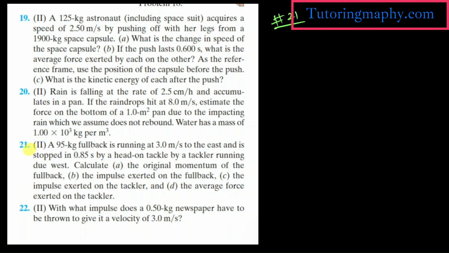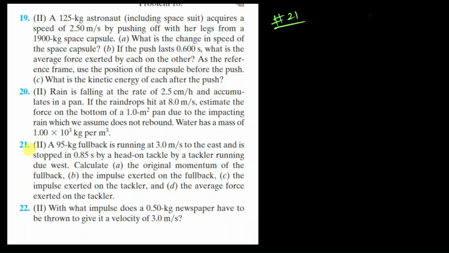A 95 kilogram fullback running at 3 meters per second east is stopped in 0.85 seconds by a head-on tackler running due west. Part A: the original momentum of the fullback. Part B: the impulse.